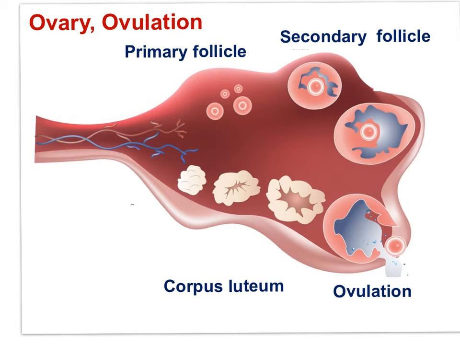Here is a diagram of the ovary showing primary follicles, within which are primary oocytes that are diploid. The primary follicle is ready to develop into the secondary follicle under the influence of FSH from the anterior pituitary. Now let me clarify some terms and provide a bit of background.